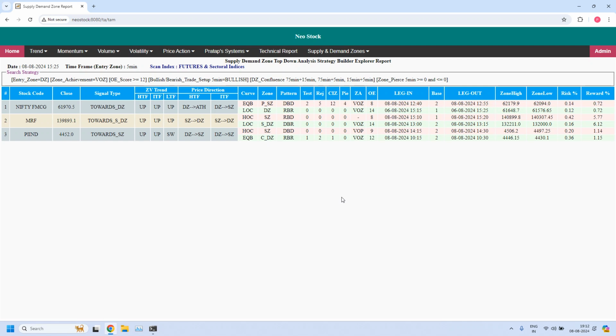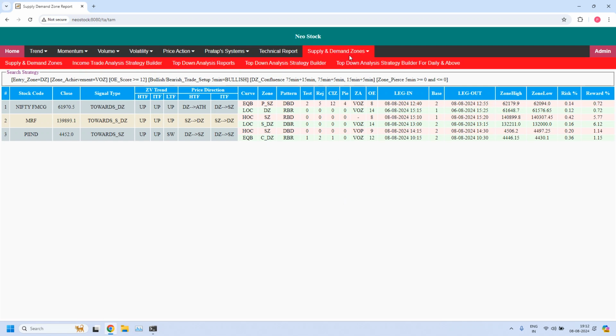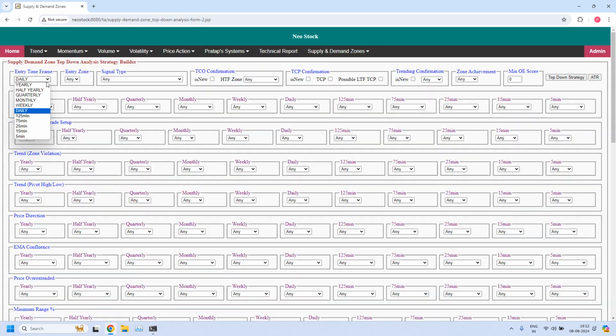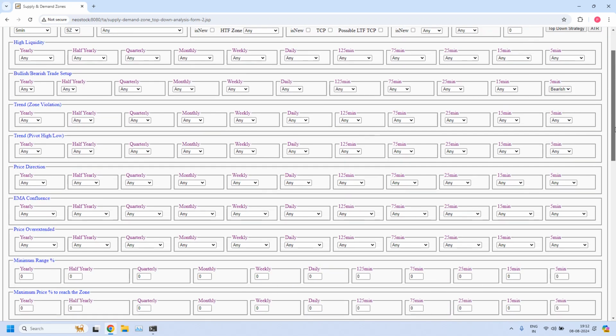And the next report is a bearish trade setup for hourly income trade. For bearish trade setup for hourly income trade, entry time frame is 5 minutes, entry zone is supply zone, and also in bullish or bearish trade setup at 5 minutes I am selecting bearish, and this 5 minute supply zone should not be pierced.